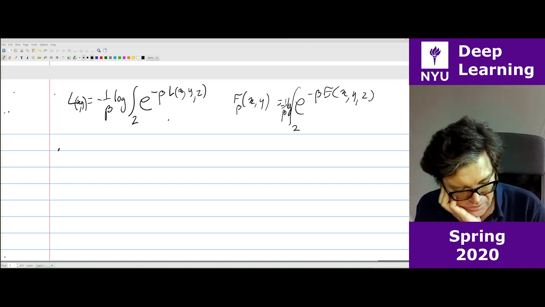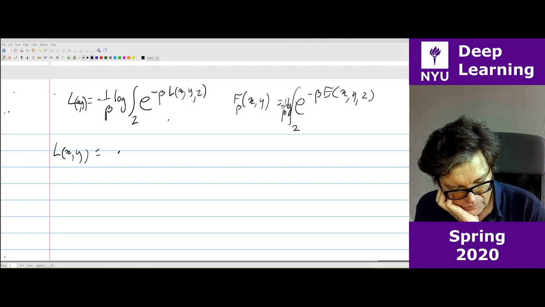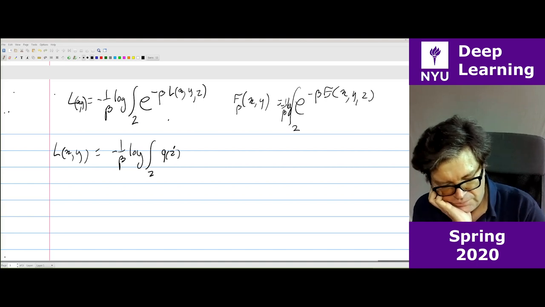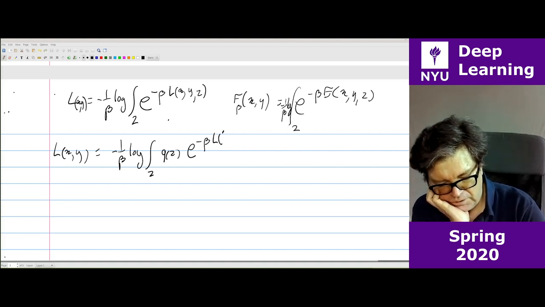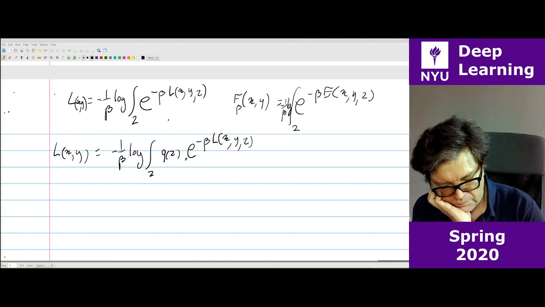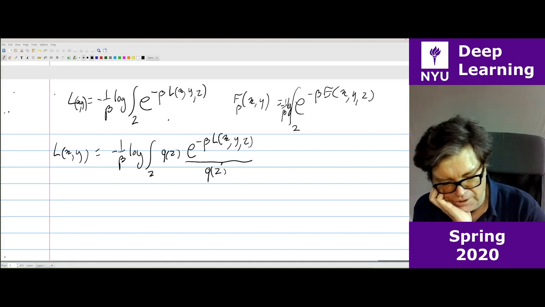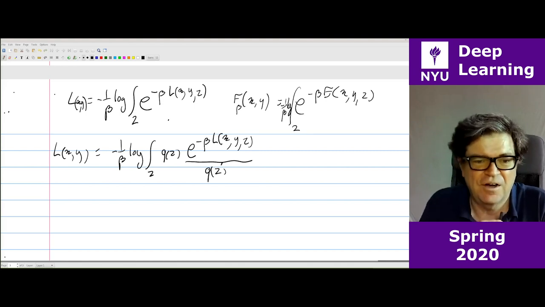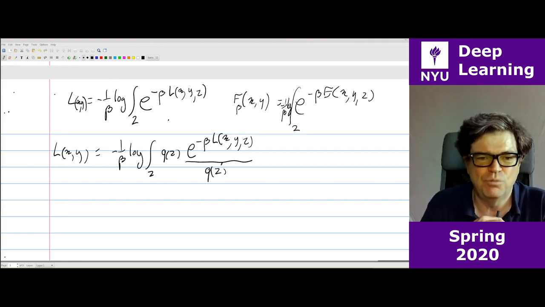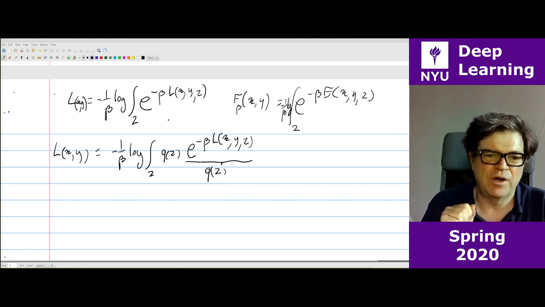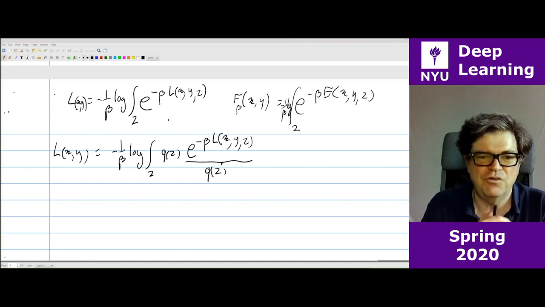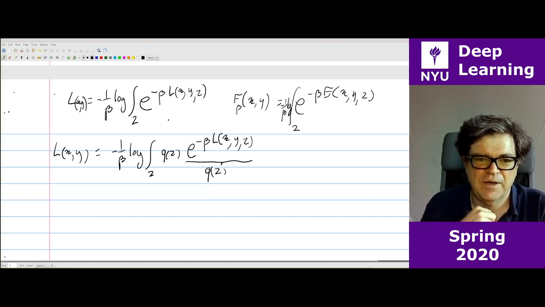I can rewrite this as the following: Q of Z, e to the minus beta L of X, Y, Z, over Q of Z, right? I've just multiplied and divided by Q of Z. I've done nothing. Now, Q of Z here, I assume is a probability distribution over Z. So it's a density function that integrates to one when I integrate over Z. So you can interpret this integral as the expected value with respect to that distribution of e to the minus beta L of X, Y, Z divided by Q of Z, okay?